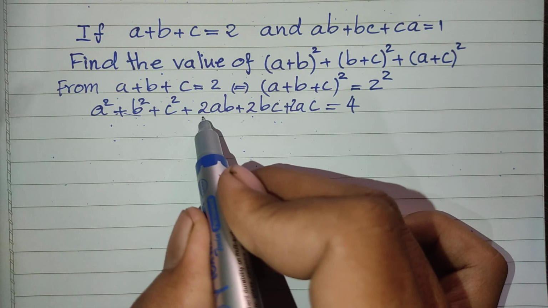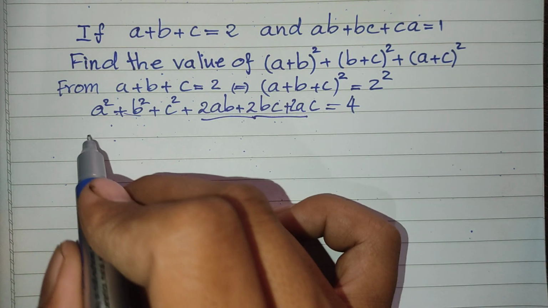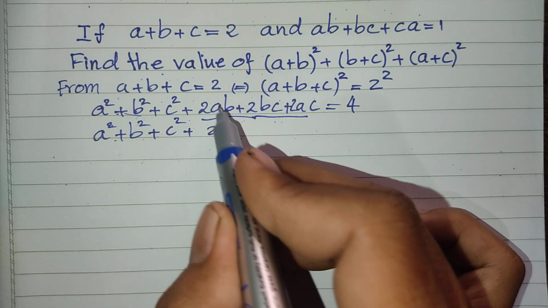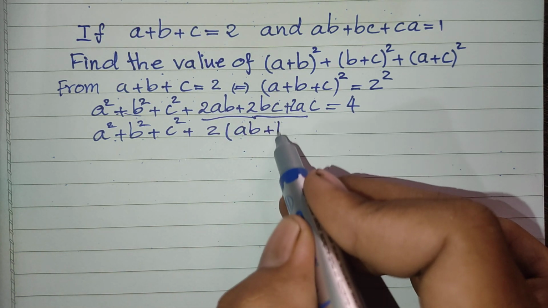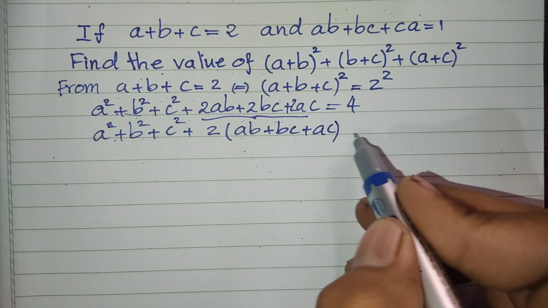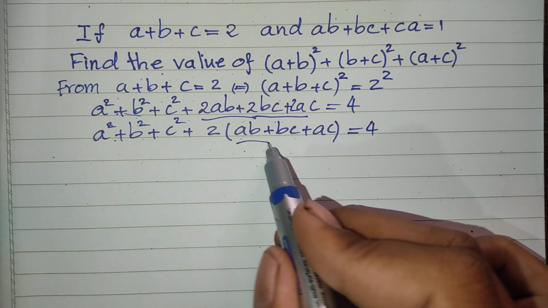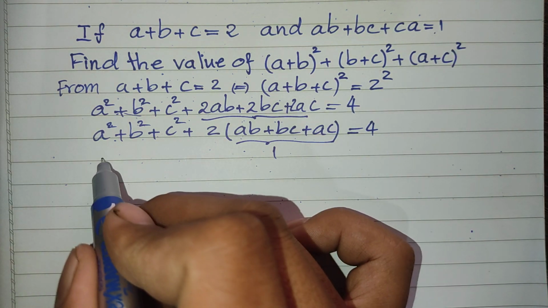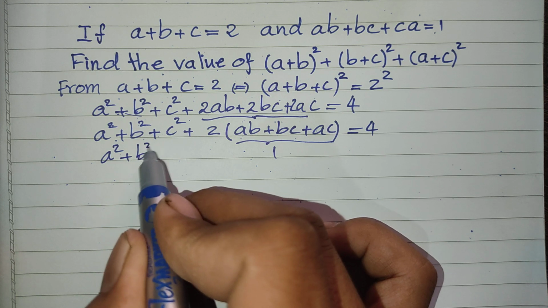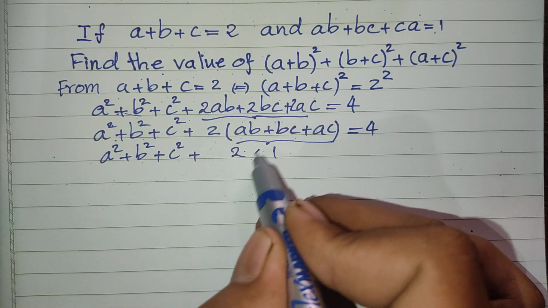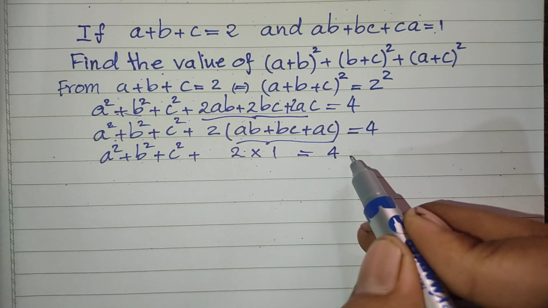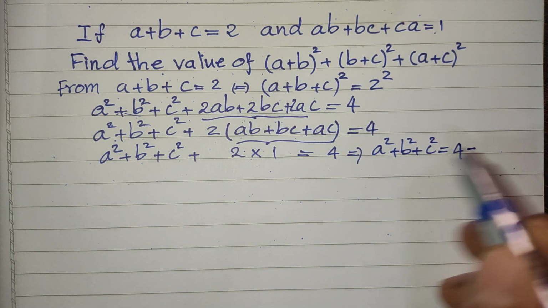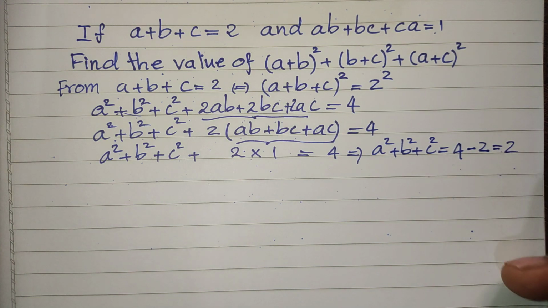Now we take 2 out as a common factor, so we get A squared plus B squared plus C squared plus 2 multiplied by (AB plus BC plus AC) equals 4. Now we replace this by 1, because it's equal to 1. So we get A squared plus B squared plus C squared plus 2 multiplied by 1 equals 4. So A squared plus B squared plus C squared equals 4 minus 2, which is equal to 2.